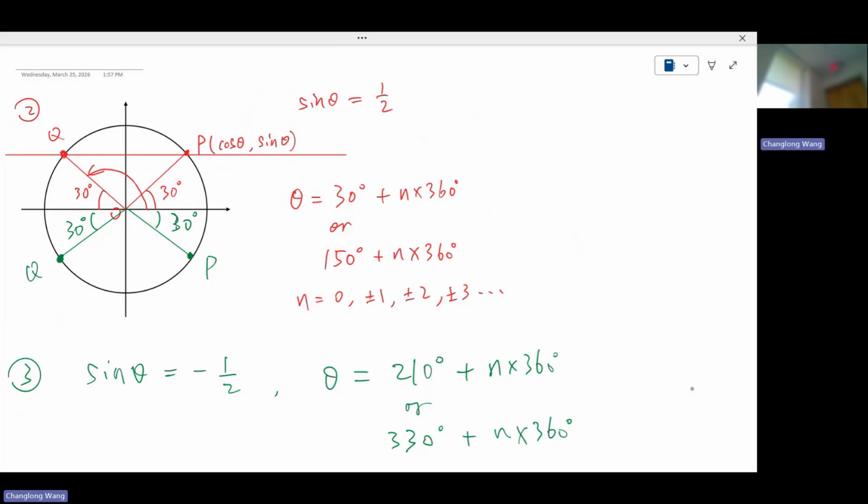Oh, here's the cool thing. If you want to cheat a little bit, if you don't like the big angles associated with the P and Q down below, for the 210, I could write negative 150 plus n times 360. Now for 330, it's even better. I can do negative 30 plus n times 360. Now, why am I able to do that?